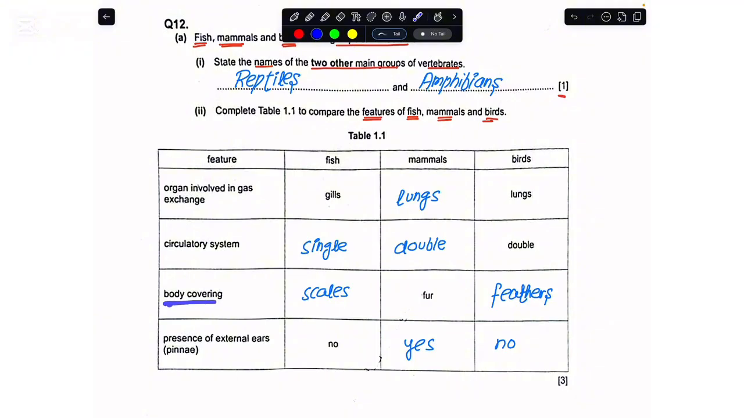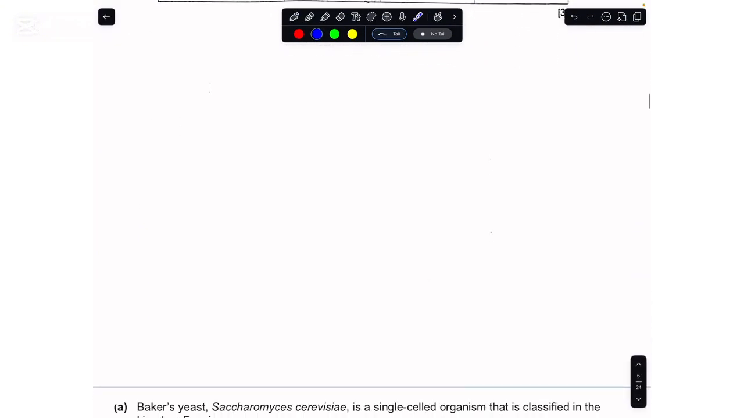If we talk about the body covering, the fish have scales on it. So we would be saying scales here, and whenever the birds are concerned, their body is covered with feathers. When we intend to talk about the presence of the external ears or the pinnas, we don't see any external ears in the fish nor in the birds, but the answer would be yes for the mammals and it would be no for the birds. So this is how you would score a total of 3 marks here.